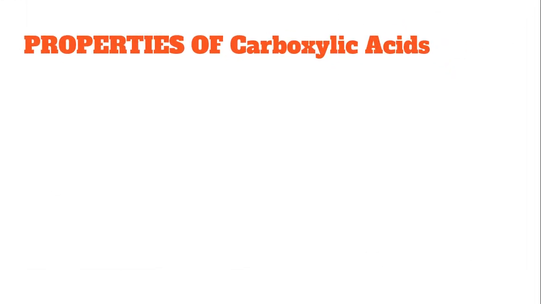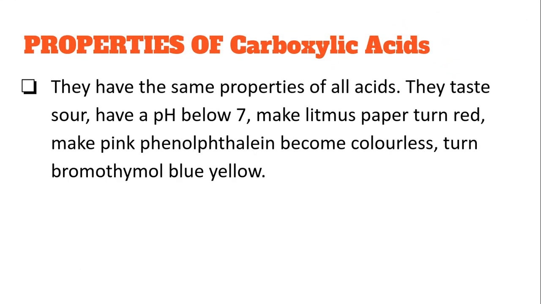Carboxylic acids are used in a whole bunch of things, but they have all the same properties of acids. They taste sour, have a pH below 7, litmus paper goes red, phenolphthalein becomes colorless, bromothymol blue goes yellow. Again, all common acid-base indicators from grade 10 science.